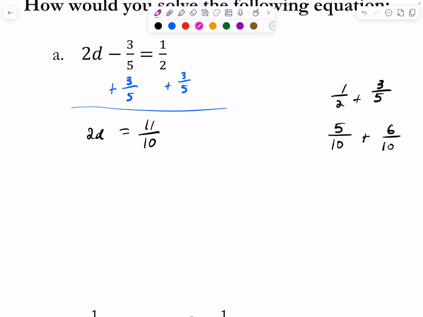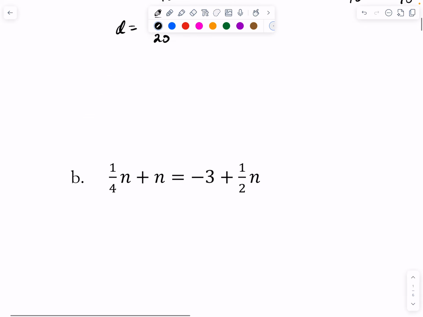Then, to make this a little easier, I would normally divide both sides by 2 to get d by itself. But because the other side is a fraction, I'm going to multiply by 1/2, which is the same as dividing by 2. That would allow me to get my unknown, which is going to be 11/20. Okay, let's look at the second one.